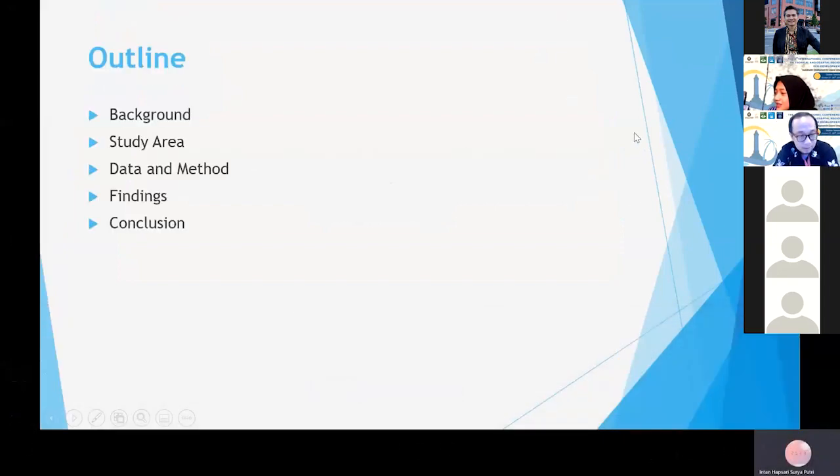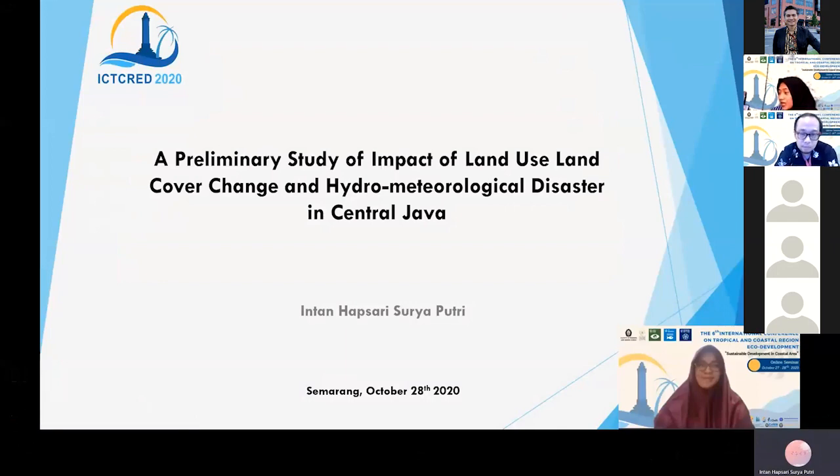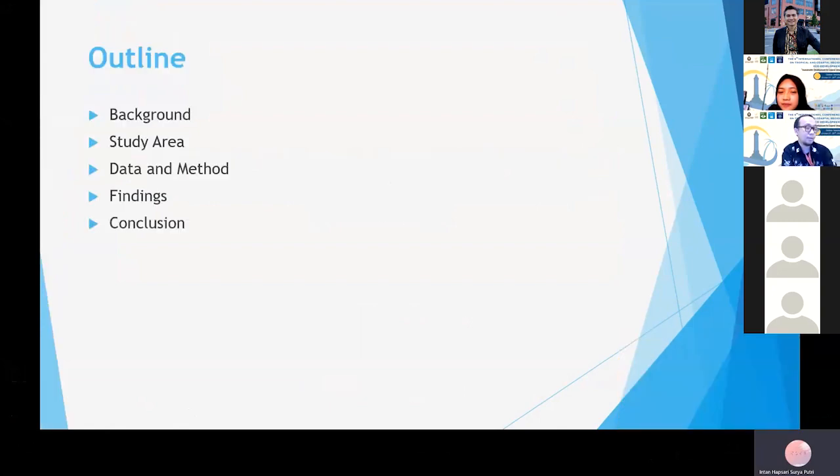Good afternoon, ladies and gentlemen. My name is Intan. In this session, I would like to present this paper about a preliminary study of impact on land use and cover change and hydrometeorological disaster in Central Java. This presentation consists of 5 sections: background, study area, data and method, findings, and conclusion.